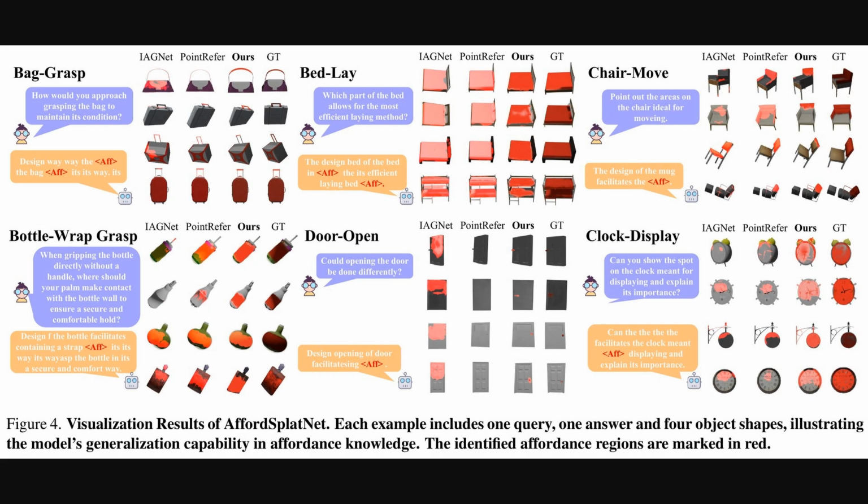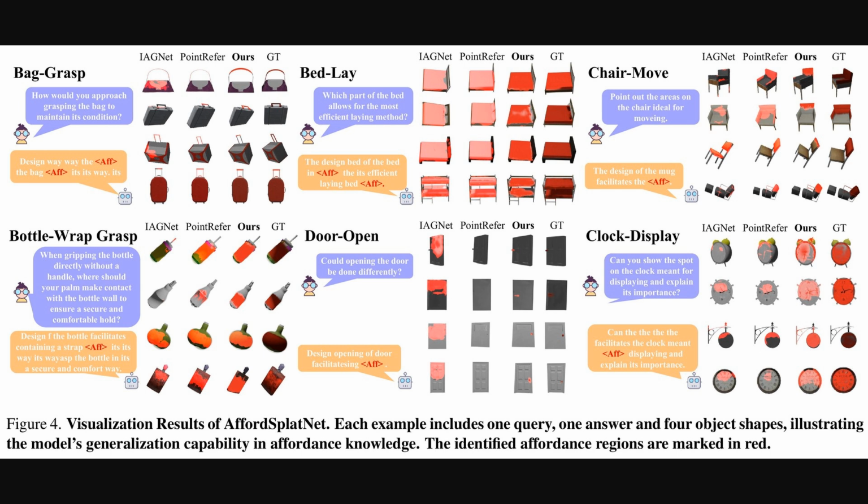Okay, so building on those quantitative results from Table 2, Figure 4 gives us a visual taste of AffordSplatNet's performance, showing how it actually identifies affordance regions on different objects. We see several examples here, like bag grasp, bed lay, and chair move. For each one, there's a text query, like, point out the areas on the chair, ideal for moving, and then you see the object visualized 4 times.